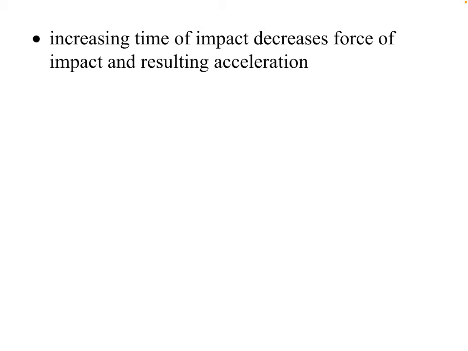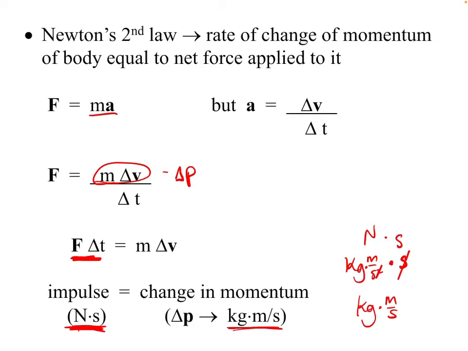So if you increase the time of impact, that will decrease the force because, for example, force times time is equal to our change in momentum. Say our change in momentum is 10. There are a lot of ways to multiply to get 10, right? You can have 10 times 1. You can have 5 times 2. You can have 2 times 5. You can have 1 times 10, right?